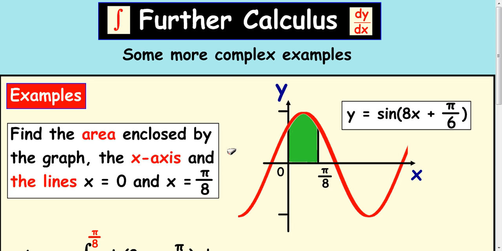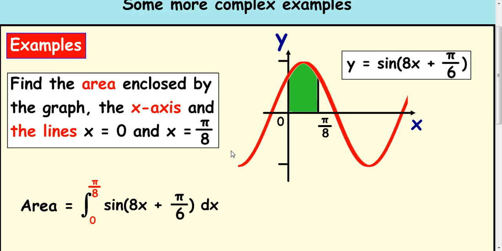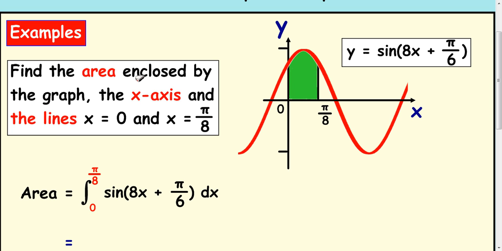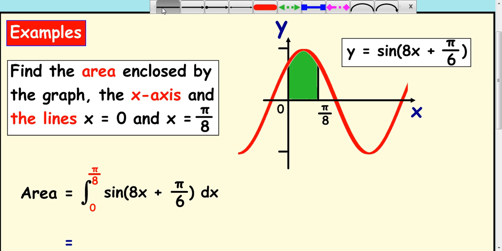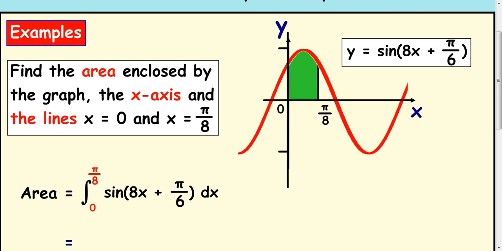Okay, moving on to a more complicated example to do with area. We want to find the area enclosed by the graph, the x-axis, and the two lines x equals 0, which is this line going up and down here, just your y-axis basically, and the straight line x equals pi over 8, this line here. So this trapped area here in the green is what we're looking at.